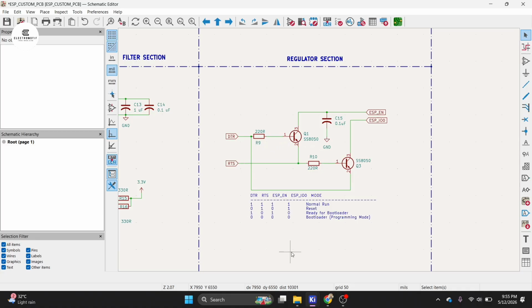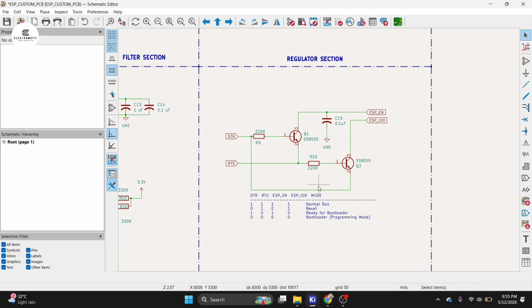The CP2102 provides two signals, DTR and RTS. These signals control ESP enable and IO0 using two transistors. The circuit automatically toggles these pins while uploading the code. To enter bootloader mode, GPIO 0 must be low and the enable pin must go to reset. The transistor network handles this automatically. This is exactly how official ESP32 boards are designed.